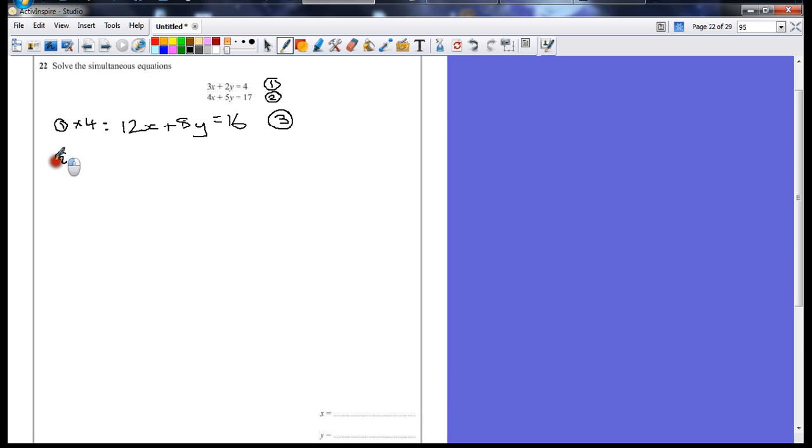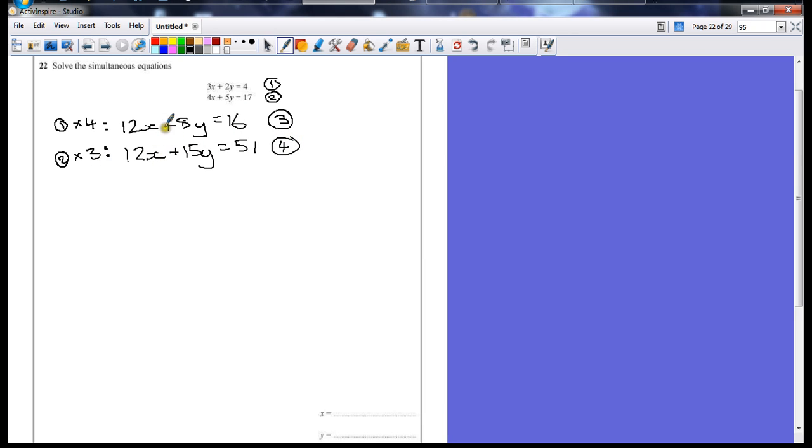My calculation step here is to take equation 2 and multiply it by 3. So 4x times 3 is 12x, plus 5y times 3 gives me 15y, and 17 times 3 gives me 51. I'm going to call that one equation 4 now. So these are the two I'm going to deal with.